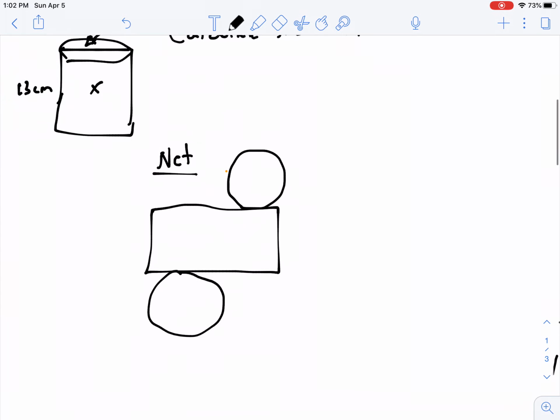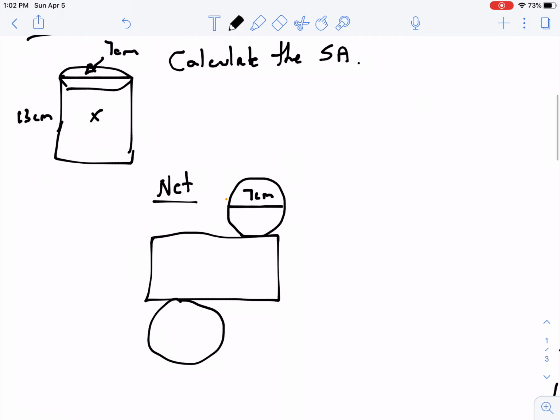Those circles are supposed to be the same size, because the top and the bottom of a can of soup should be the same size. I know in this example we have this distance here being 7 centimeters. The other piece of information we had from this example is that this piece here is 13 centimeters. I know the scale is not so good, but that's okay.